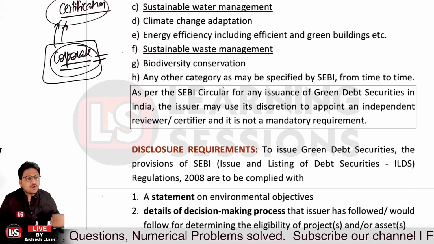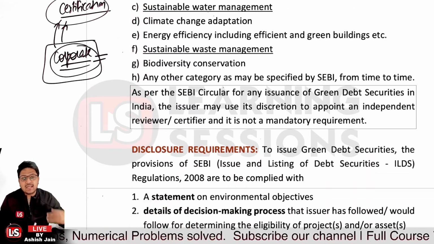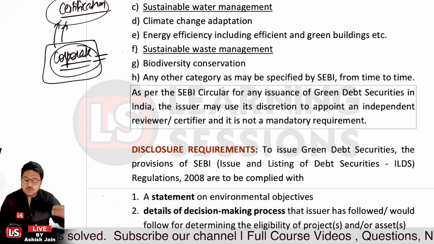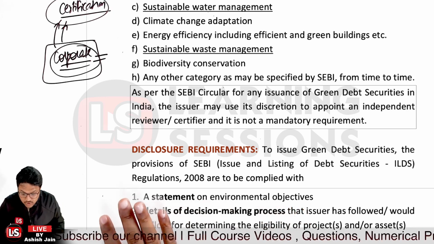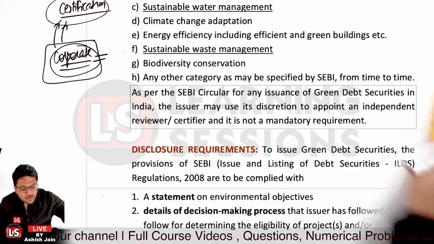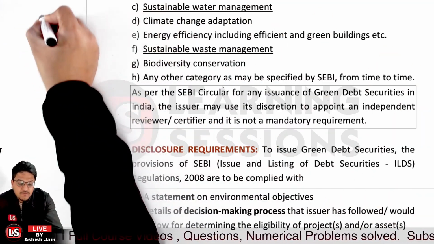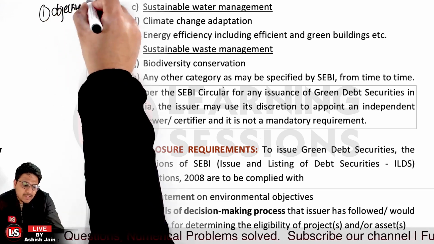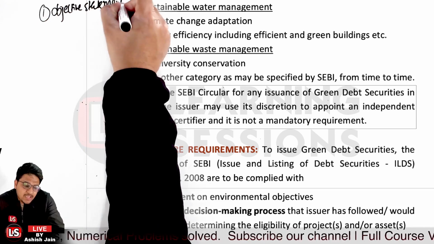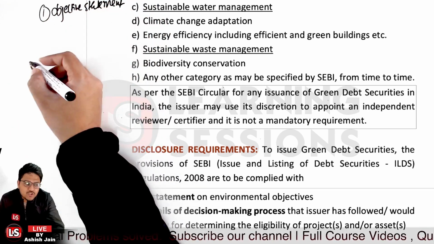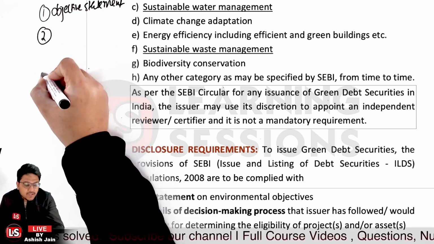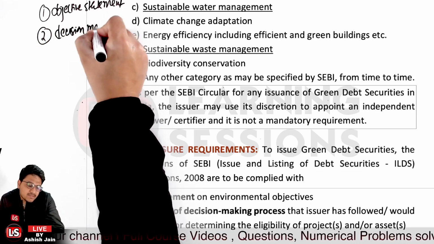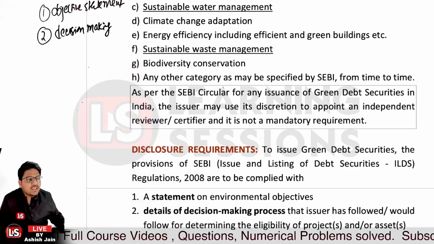Further, it's related to the disclosure requirements. Whatsoever green debt securities are issued, those must comply with the disclosure requirements and must be disclosed. So what things need to be disclosed? First, the objective statement. What do you mean by objective statement? Why do you want to issue the green debt? Why do you want to issue the green bonds? That must be disclosed. And further, what will be your decision making process? How is your company going to make decisions, right?